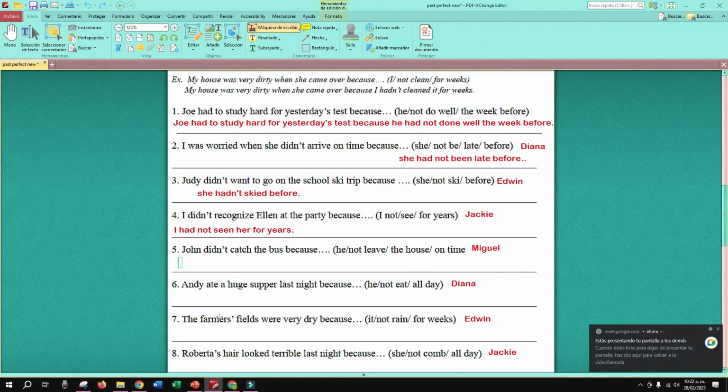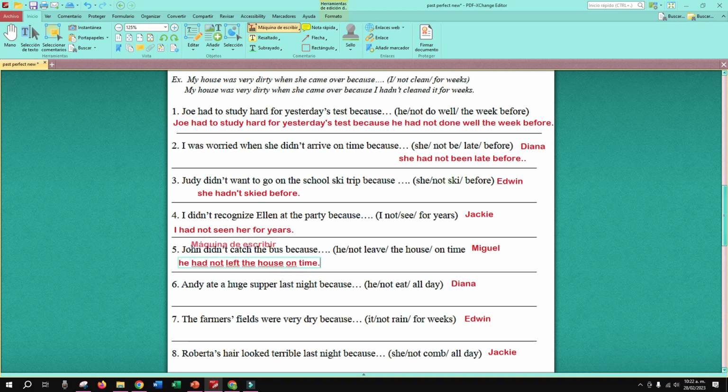So let's do this. John didn't catch the bus because he had not left the house on time. That would be the answer, right? John didn't catch the bus because he had not left the house on time. That would be excellent.